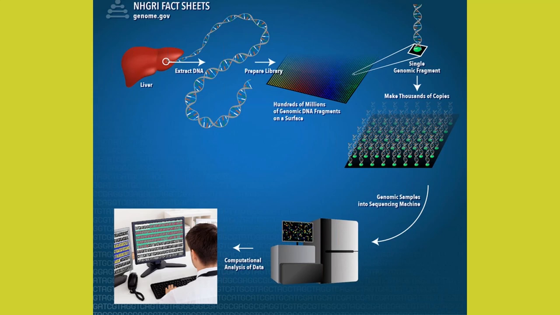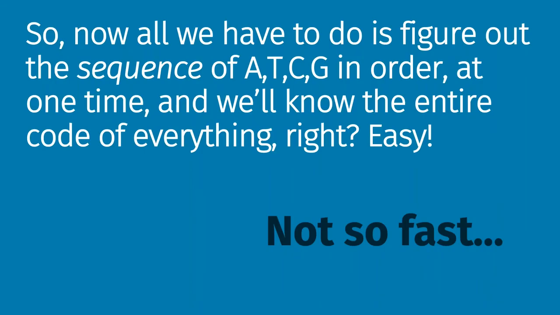So, like, all we have to do, right, is sequence. And you've heard us talk about sequence, the sequence of A, T, C's, G's in order on all of our DNA, maybe at one time. We'll know the entire code of everything, right? Easy. We all know my code.